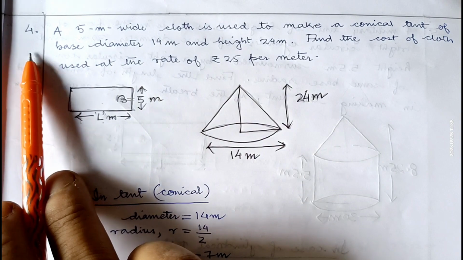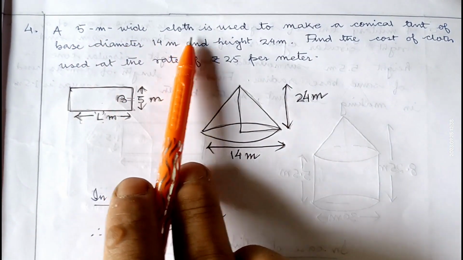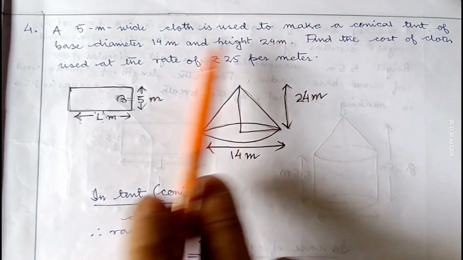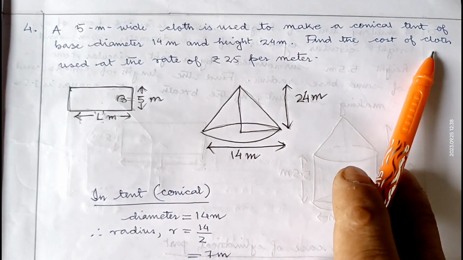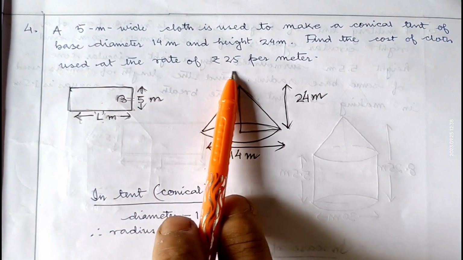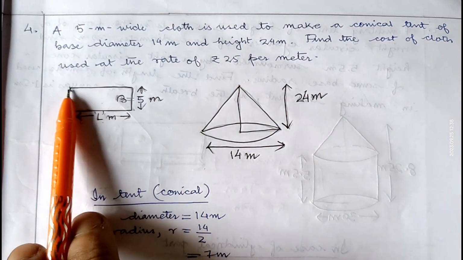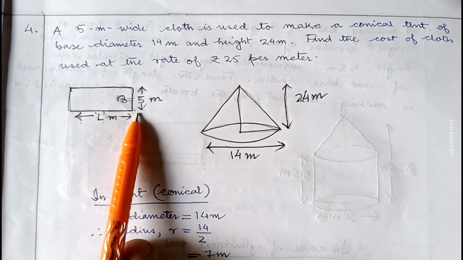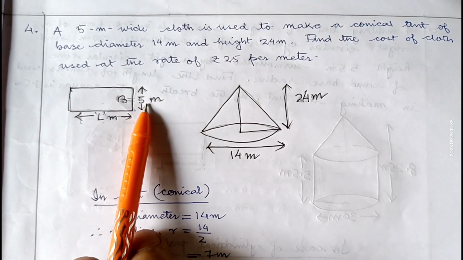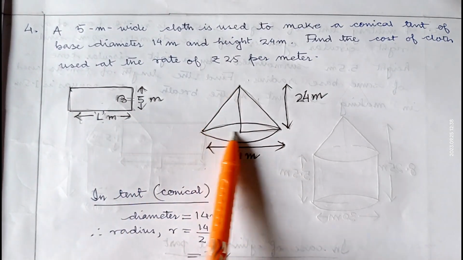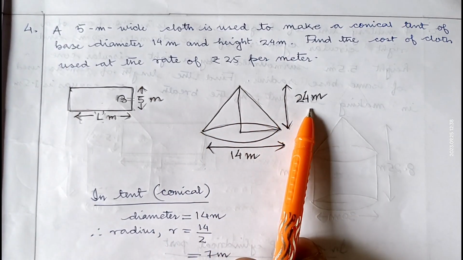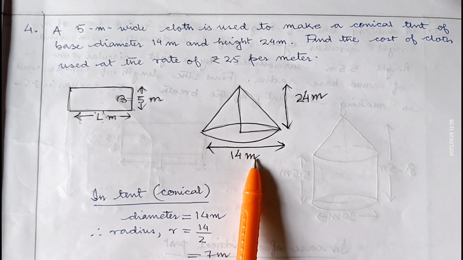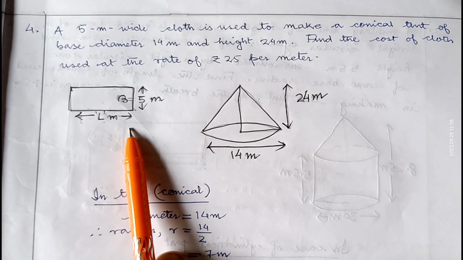In question number 4, it is given a 5 meter wide cloth is used to make a conical tent of base diameter 14 meter and height 24 meter. Find the cost of cloth used at the rate of rupees 25 per meter. So this is the cloth. Length is not known and breadth is given 5 meter. This cloth is used to make this tent, which is in the shape of a cone. Here it is given height is 24 meter and diameter is 14 meter. Now we have to find the cost of the cloth at the rate of rupees 25 per meter.